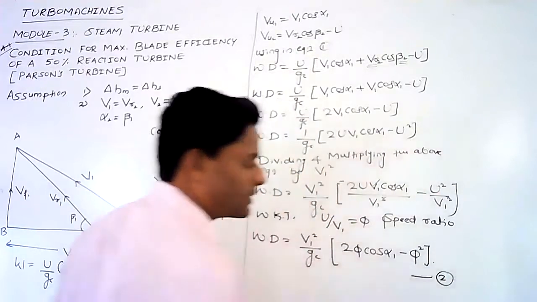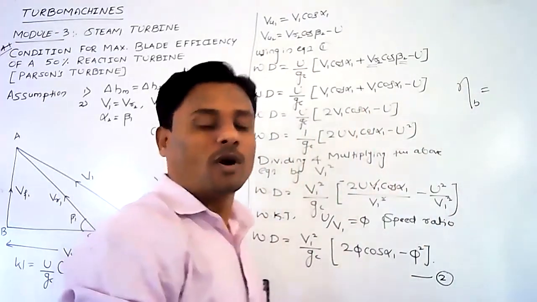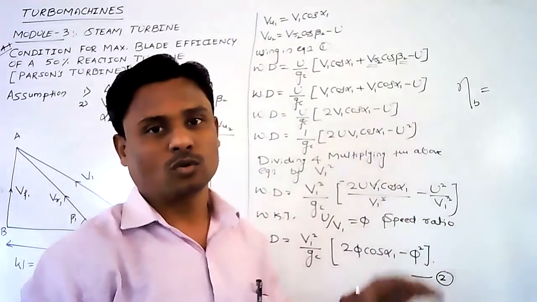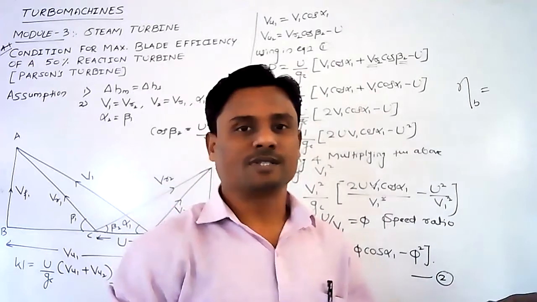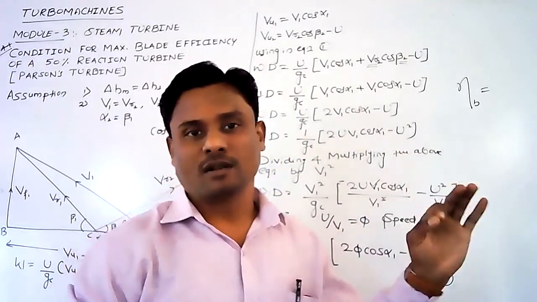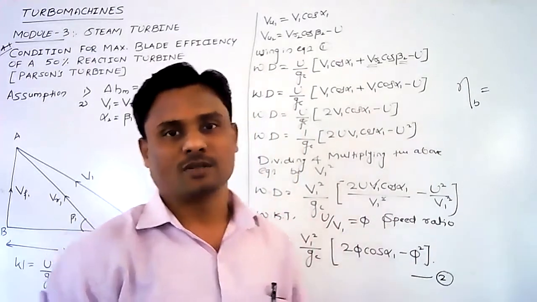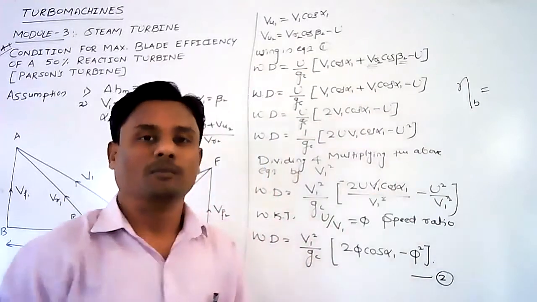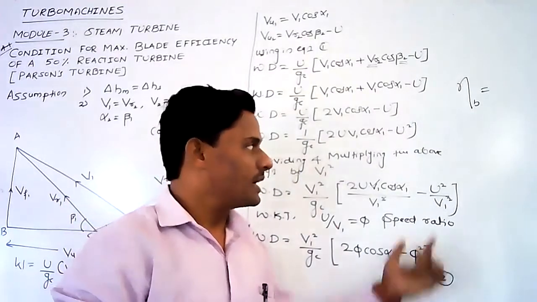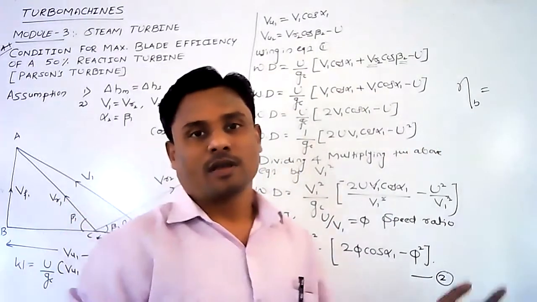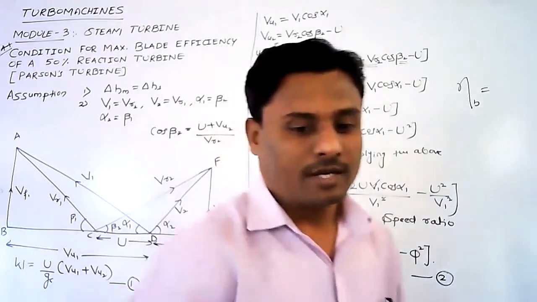Because we know that the blade efficiency is the ratio of work done per kg of steam by the runner to the energy supplied per kg of steam to the runner. I repeat, blade efficiency is given by work done by the runner per kg of steam divided by the kinetic energy per kg of steam supplied to the runner. So this is the blade efficiency. We already got the numerator term, work done per kg of steam. Now let us get the equation for the kinetic energy which is supplied to the runner.